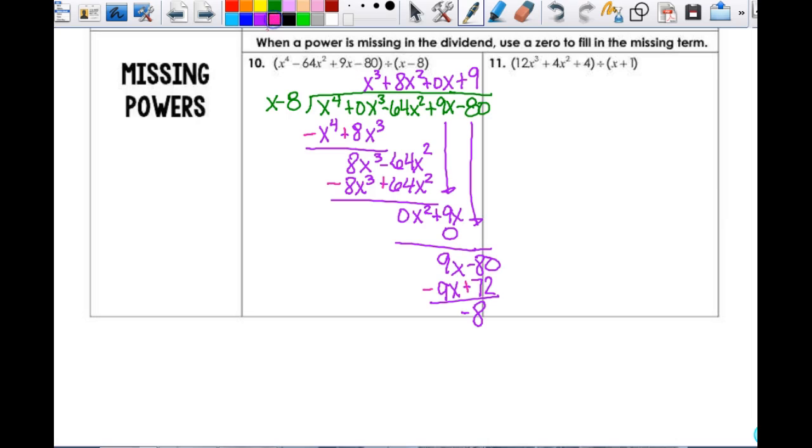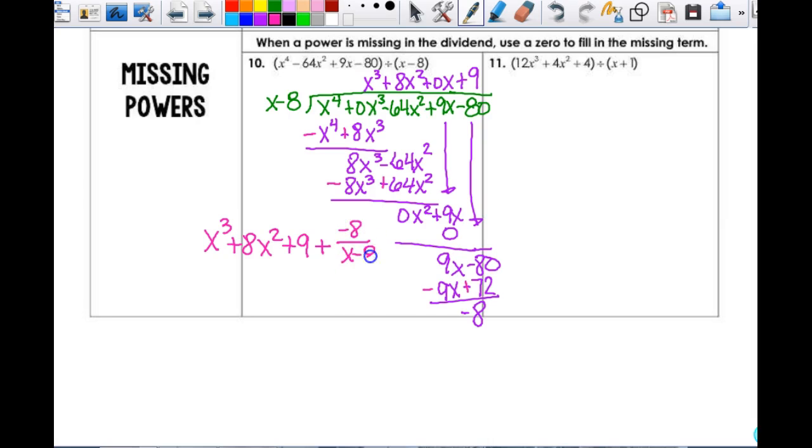So when I go to write my answer, which is going to be x cubed plus 8x squared, do I actually write the 0x? No, because you would never write an actual thing that you're doing, but you do it when you're dividing because they're just placeholders is all they are. Plus 9, and then remember you add your remainders. Always add your remainders. So that's plus, then your remainder is negative 8 over what?